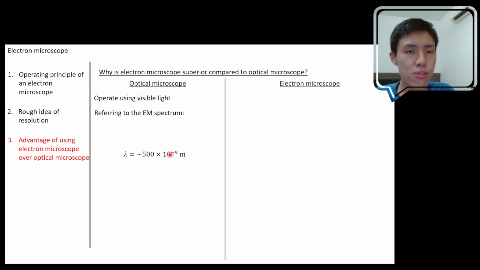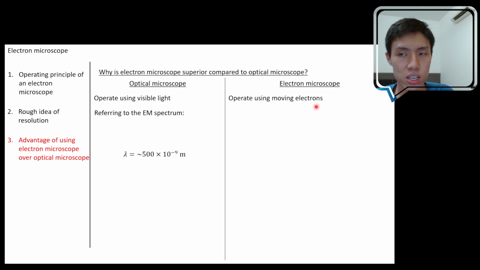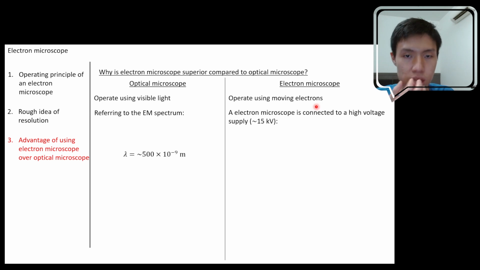But if you talk about the electron microscope, you have to remember that electrons also undergo diffraction because they behave like a wave. This is according to de Broglie's hypothesis, which has been proven by the Davisson-Germer experiment. So we are going to operate the electron microscope using moving electrons. When the electrons are moving, they have a momentum, and that momentum can be related to its wavelength. So usually when we are using an electron microscope, we are connecting the accelerating anode. You can refer to what the accelerating anode is in the previous video.